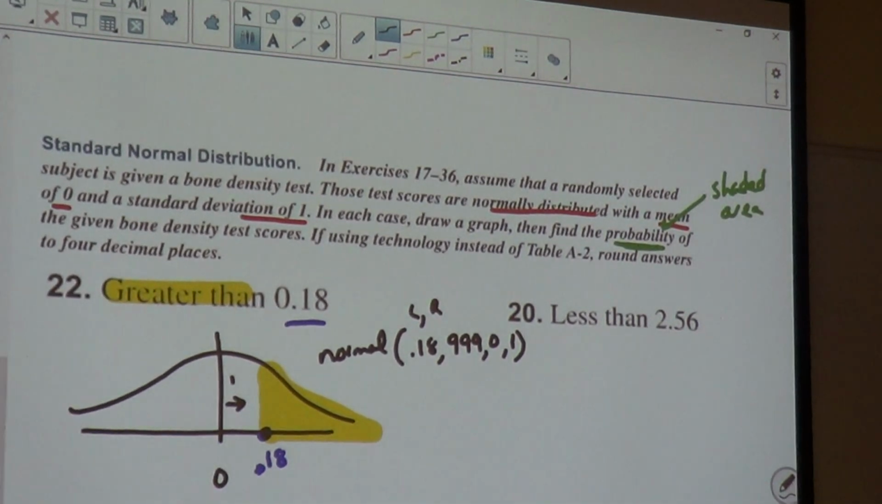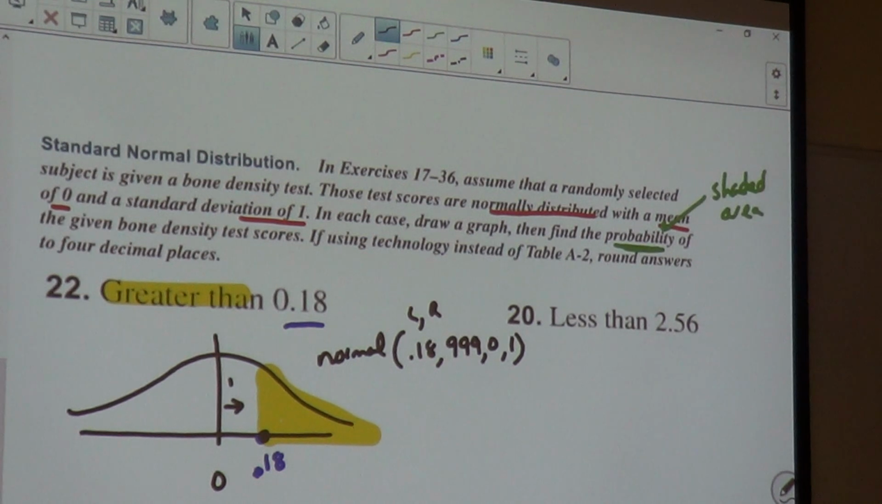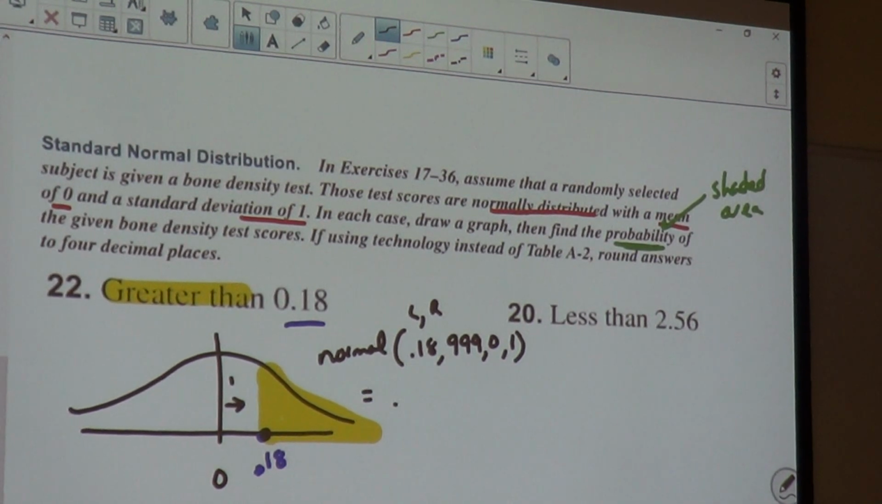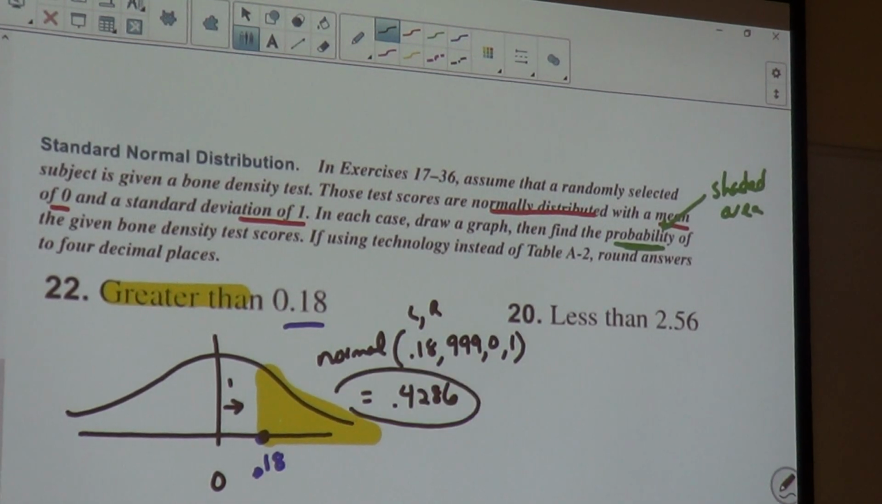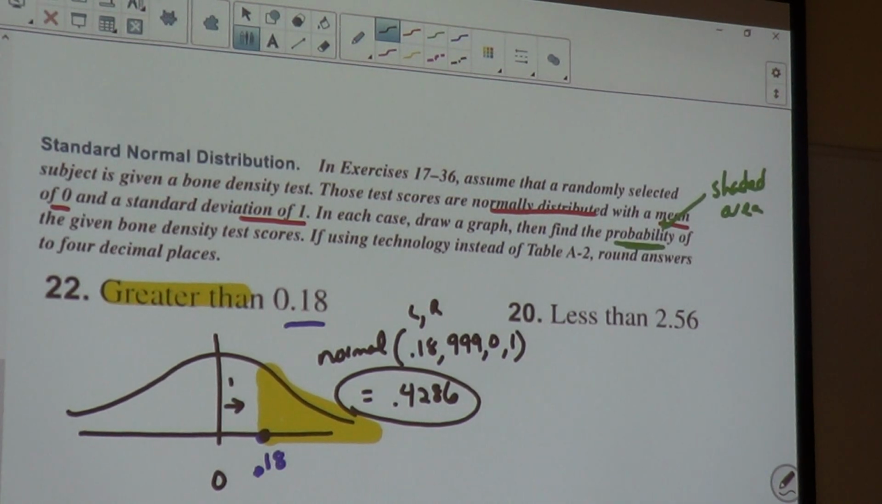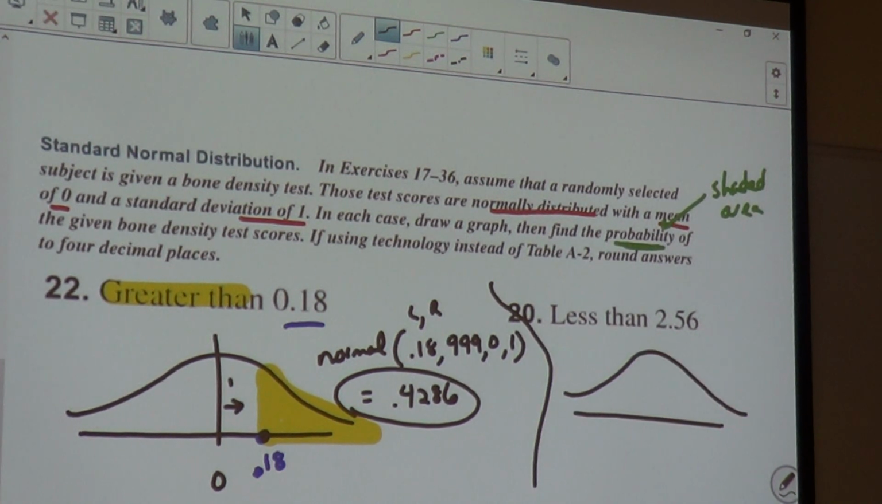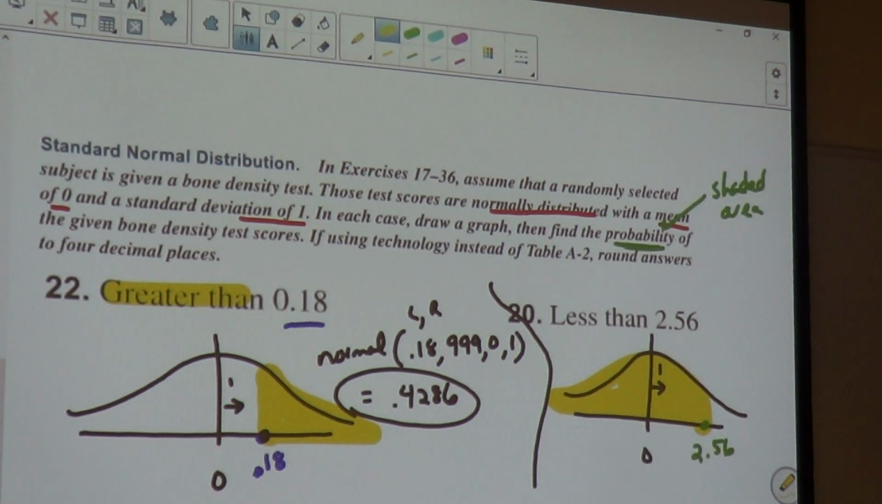Okay? So if I type that into the calculator, it's going to give me 0.4286. Okay? Now, if I do this one, it's already told me it's a normal with a 0 and a 1. Where is my Z-score? To the left or to the right? To the right. Somewhere to the right, I don't care where, because my Z-score is positive. Okay? And which way am I shading? To the left.